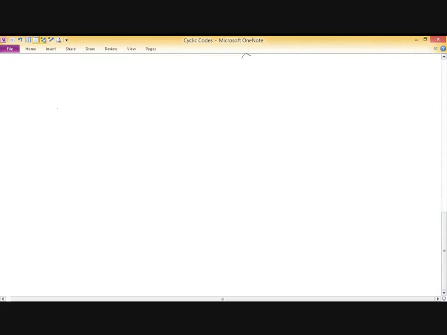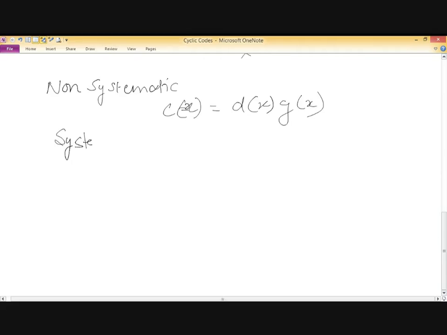After this, we went for systematic and non-systematic codes. To remind you, for non-systematic codes you just have to multiply d of x into g of x. But when we went for systematic codes, what we did was shift our d of x, or data bits, left by n minus k positions, because we want the first k bits to be data, followed by n minus k bits of parity.